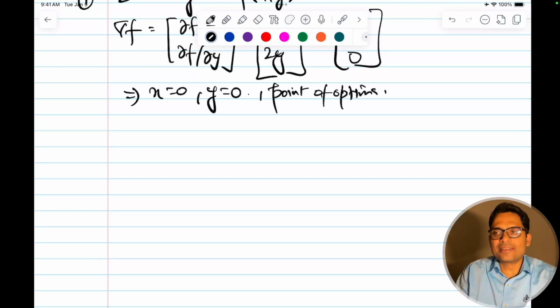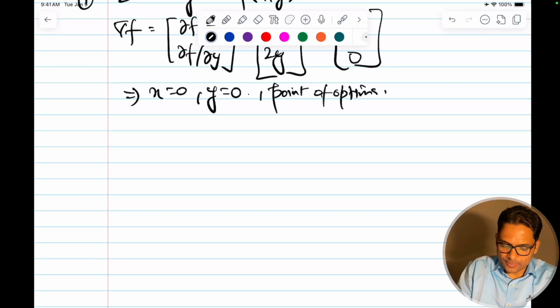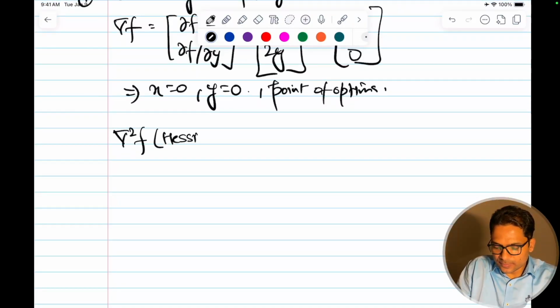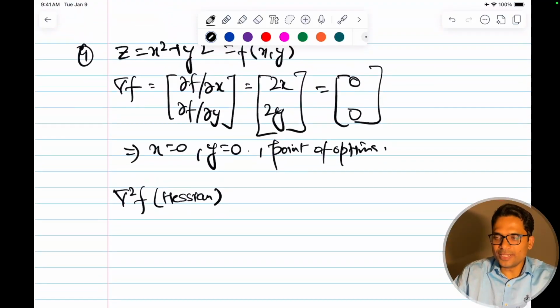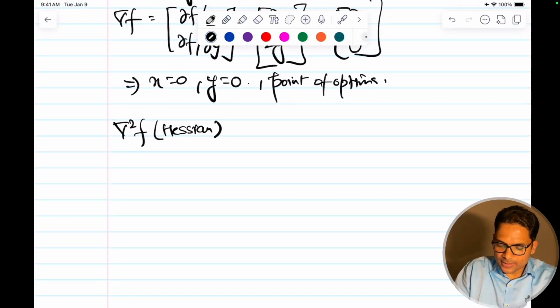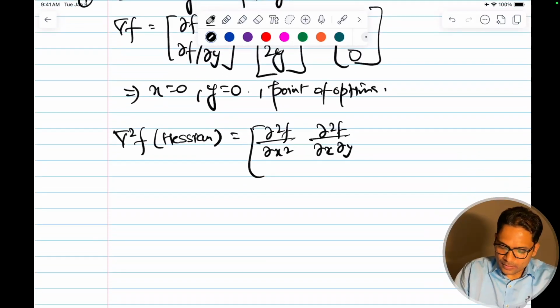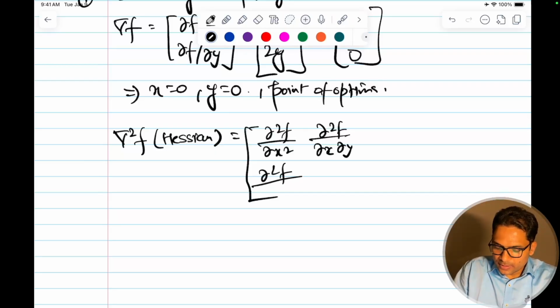And now we have to take the second derivative, which is called a Hessian in the case of multivariate functions. So del square f, which is your Hessian. How do we calculate it? This is del square f by del x square. Here it will be del square f by del x del y. This is dou square f by dou y dou x, and this is dou square f by dou y square.